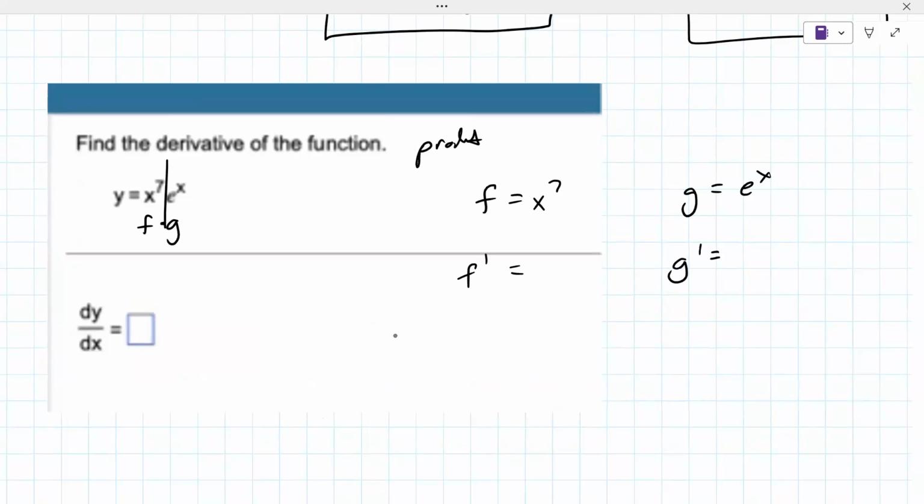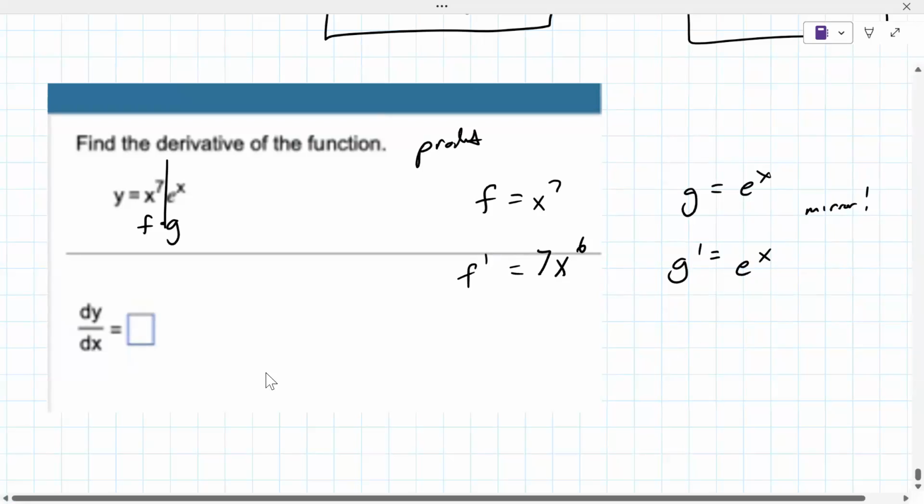So it would just be 7x to the sixth. Good. And e to the x, the derivative of e to the x is always, always, always what? Itself. It's like looking in the mirror, okay.